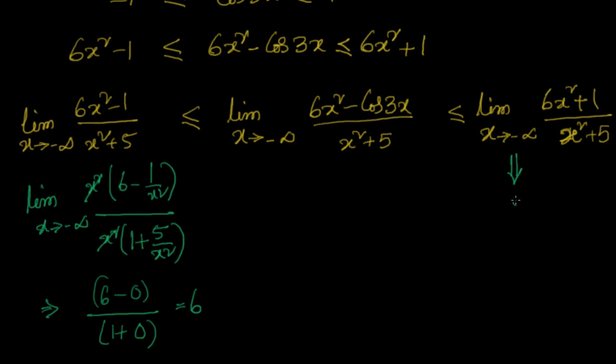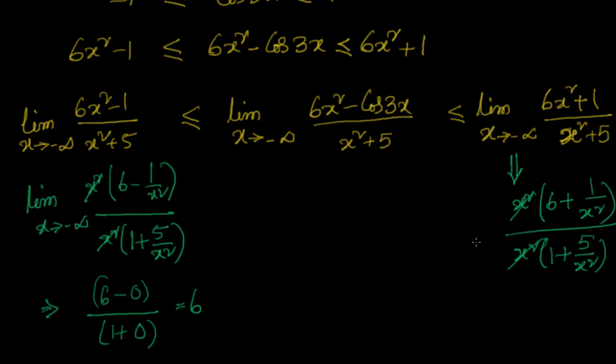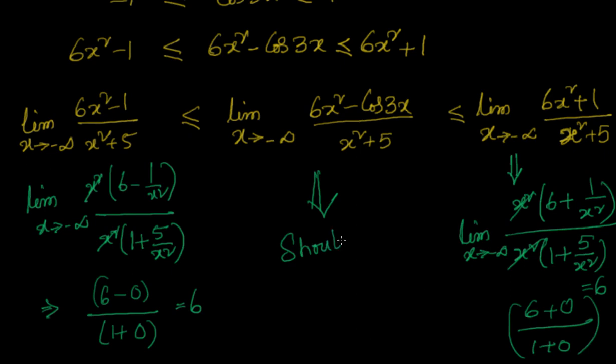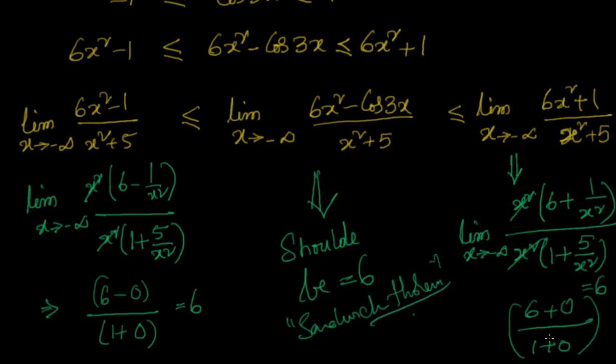Similarly, you come here and we check here. We will have the same logic. x square into 6 plus 1 by x square divided by x square into 1 plus 5 by x square. x square cancels, and if you apply limit x tends to minus infinity on that, you will have 6 plus 0 by 1 plus 0, that is also equal to 6. So this value should be equal to 6 by sandwich theorem or squeeze theorem. This value also should be equal to 6.